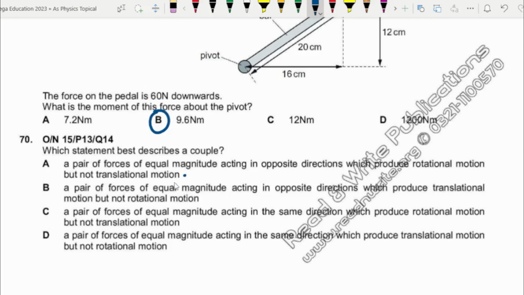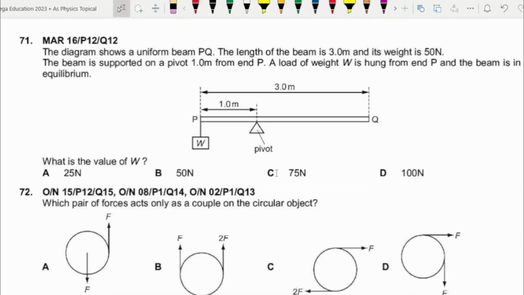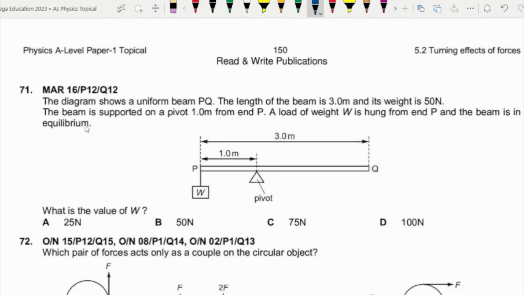But I want to go through the remaining options as well, which produce translation motion but not rotational. So couple does produce the rotation motion. We relate examples such as steering the wheel and these kind of examples with the couple, and in that, yeah, A should have been the right answer. Let's take a look at the next one.